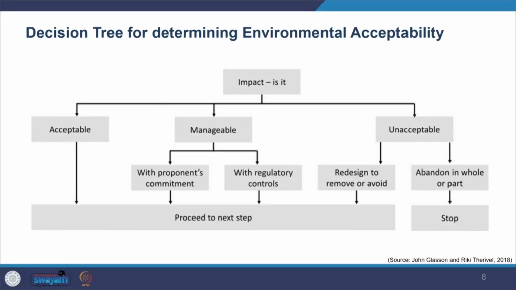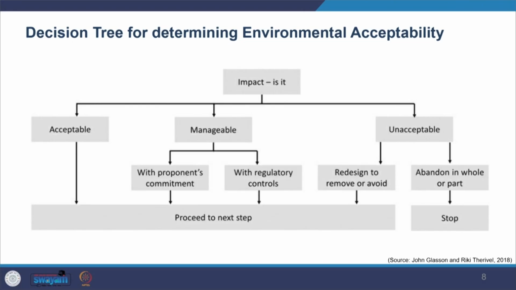Here you see there are frameworks which have been developed for the purpose of making these judgments. You can see the decision tree here. In the decision tree, the first box shows the impact, what impact has been identified. Then you see the first one, where you see the acceptability on the left-hand side, acceptable.